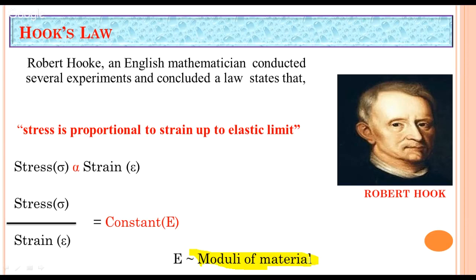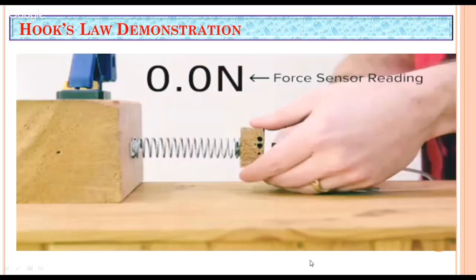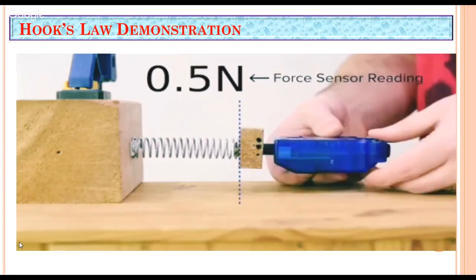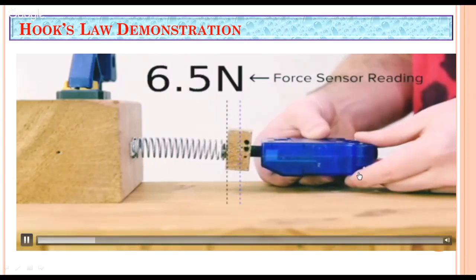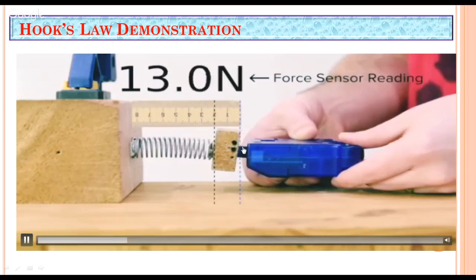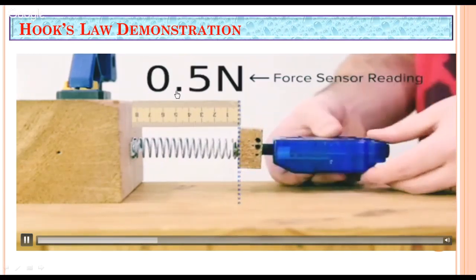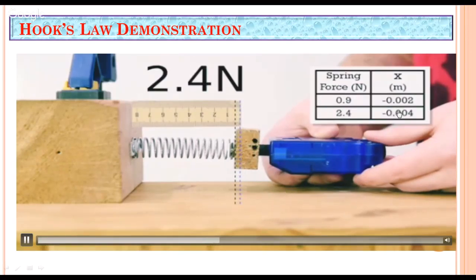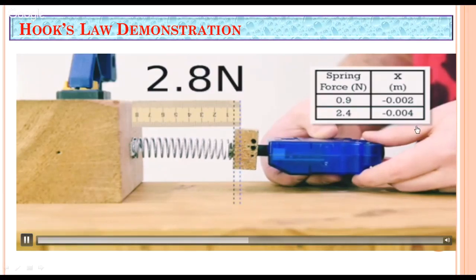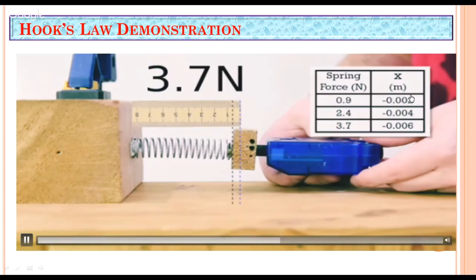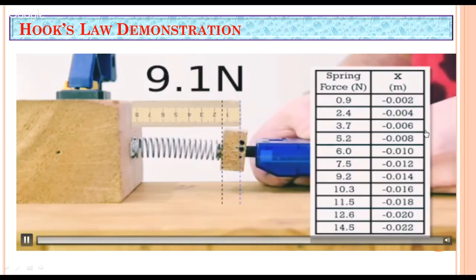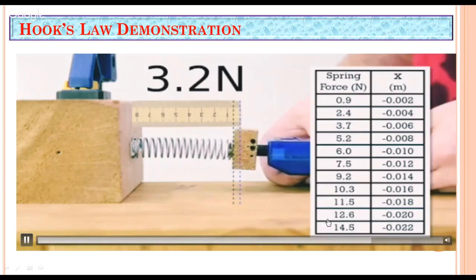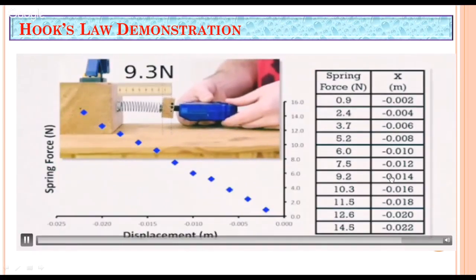Now we'll have one simple experimental demonstration to help you understand what is meant by Hooke's law. Look at this physical experiment setup. One force is acting on a spring member, with the magnitude of force going from 0.5 Newton, 0.9 Newton, and so on. We observe a linear displacement along the force direction: for 2.4 Newton, we get 0.004 meters of displacement; for 3.7, we get 0.006 meters. As we keep raising the force on the spring up to 14.5, it attains 0.022 meters of displacement.